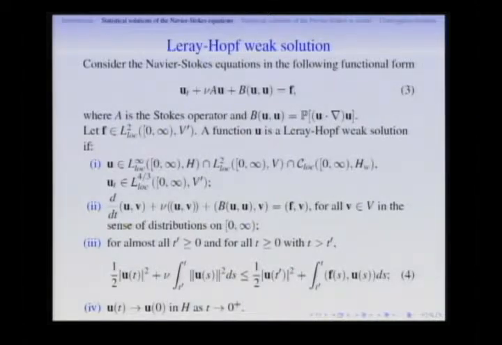Okay, so just the definition of Leray-Hopf weak solution. First of all, here we have the functional formulation of the Navier-Stokes equations, which is just to apply the Leray projector, which is the projection from L2 to the space of divergence-free vector fields. And we say that U is a Leray-Hopf weak solution if it belongs to this space. Remember that here W stands for the weak topology, and it satisfies the equation in this weak sense, in the sense of distributions, and satisfies the energy inequality. And finally, it's strongly continuous at the origin.